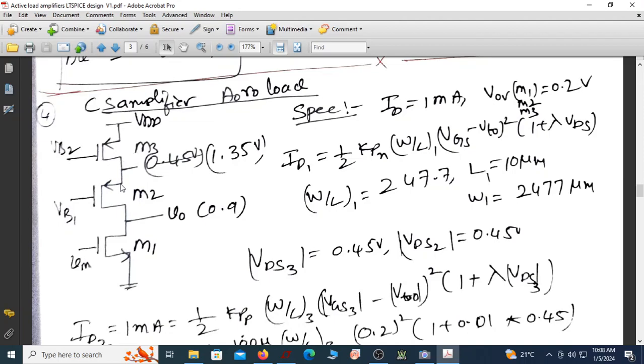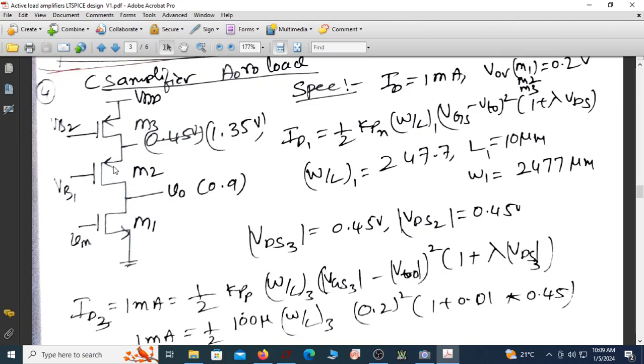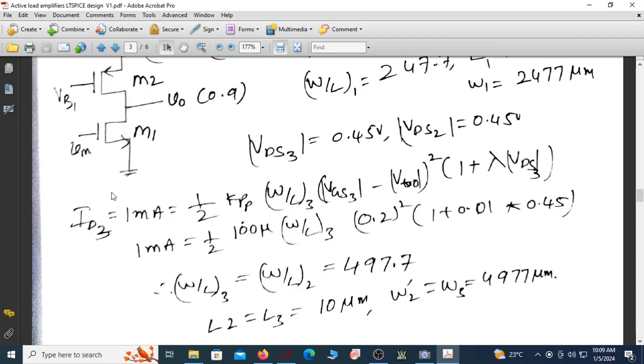So VDS of M3 and VDS of M2, we want it to be 0.45, that is half of 0.9. That's why the DC voltage of this is 1.35. The DC voltage at this point is 0.9. So you can see the VDS of M3 and M2 is equal to 0.45 volts, and VDS of M1 is actually 0.9. So you got this as 247.7 when this VDS is 0.9. Now to find the W by L of this transistor and this transistor, in this VDS I am substituting 0.45, and VGS I still want to have as 0.9. Upon doing all these things, I got a ratio of both the transistors as 497.7. So the dimension of both the transistors is given by this.